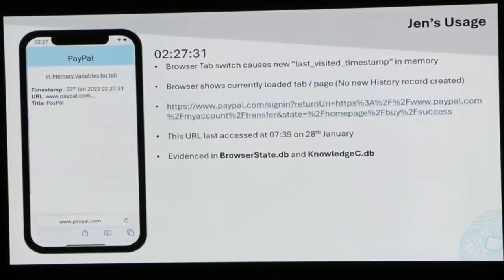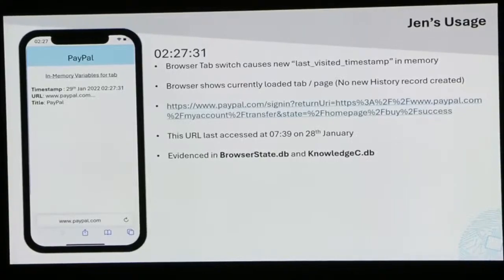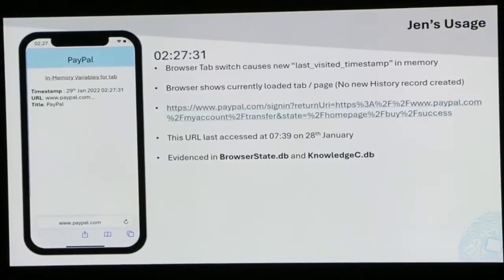At 2:27:31, a browser switch occurred, and the last visited timestamp that's held in memory would have taken the time that this occurred, so 2:27:31. This URL was PayPal. There was no navigational event listed in history, so this wasn't a page that was visited from a bookmark or from typing in a URL. It was whatever was currently shown in that tab when the tab was brought into focus.